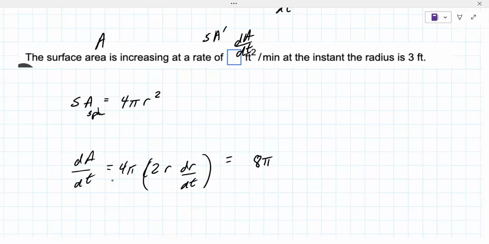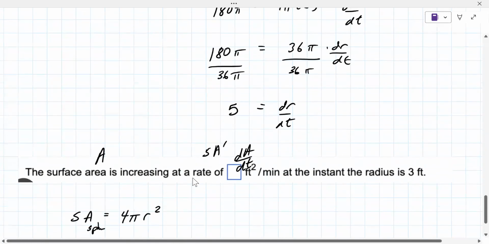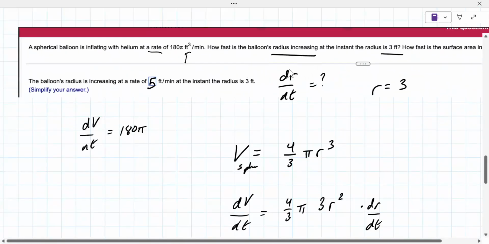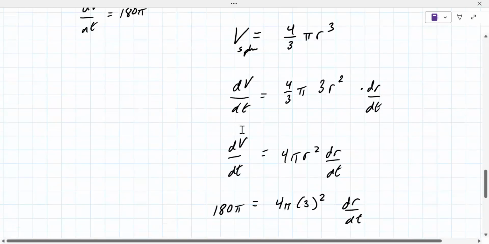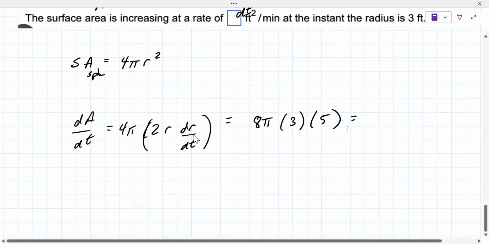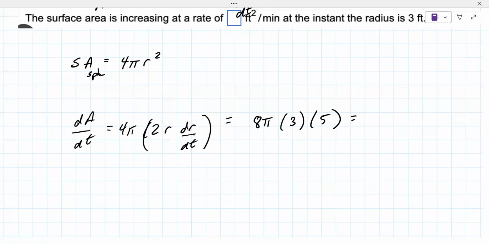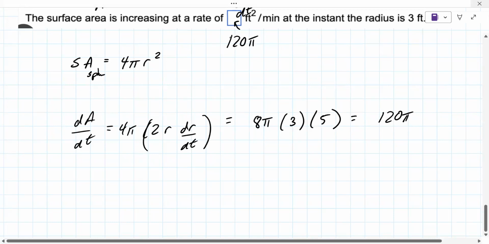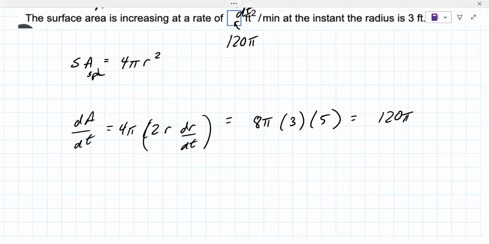And so we're trying to solve for dA dt. So if this is 8 pi times the radius, which is 3, what is dr dt? Well, that's what we get from the previous part of the problem. It's 5, right? If you're not given something and you need it, you probably had it from another part of the problem. 15 times 8 is 120 pi. And notice that it says type an exact answer using pi as needed. It's not as needed, it's always needed whenever they suggest that. Keep that in mind.